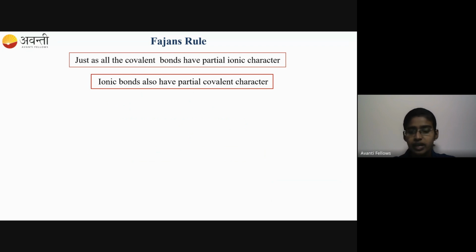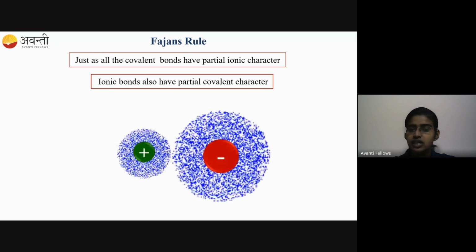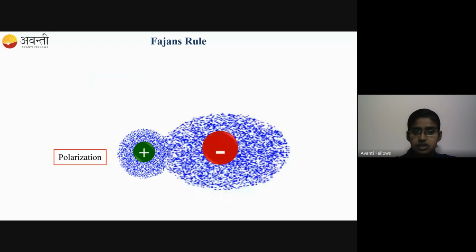Okay, so ionic bond in the sense we have to take an ionic compound in which a cation and an anion will be there. When you bring these two ions together, polarization occurs. What is polarization? Distortion of the electron cloud of the anion by the cation. Distortion or disturbance of the electron cloud of the anion by the cation is called polarization.